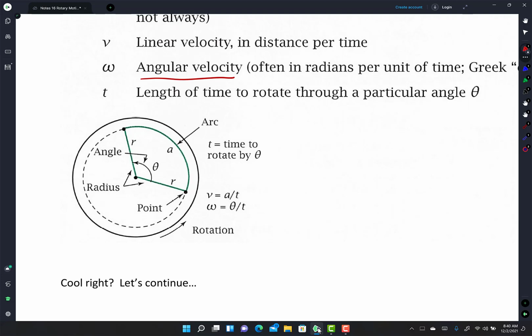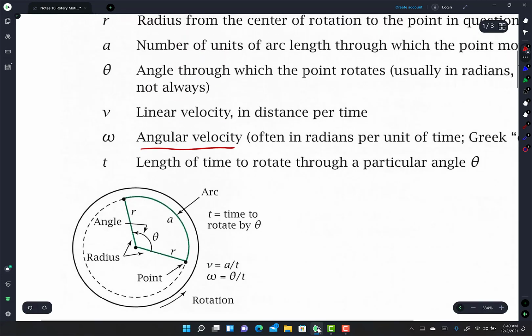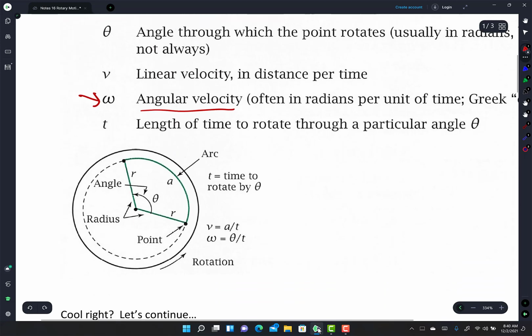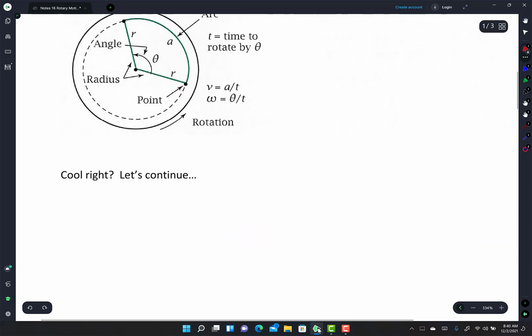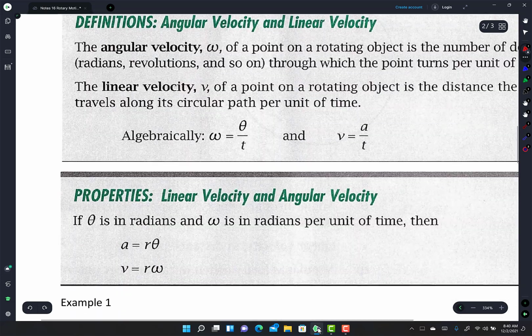Now, what is linear velocity? Linear velocity is distance divided by time. That's it. And notice, we're not even bringing up formulas. Yes, you can use all these. This is usually angular velocity, but as long as you have the correct units, you don't need to tell me symbols. And if you go to the next page, guys.